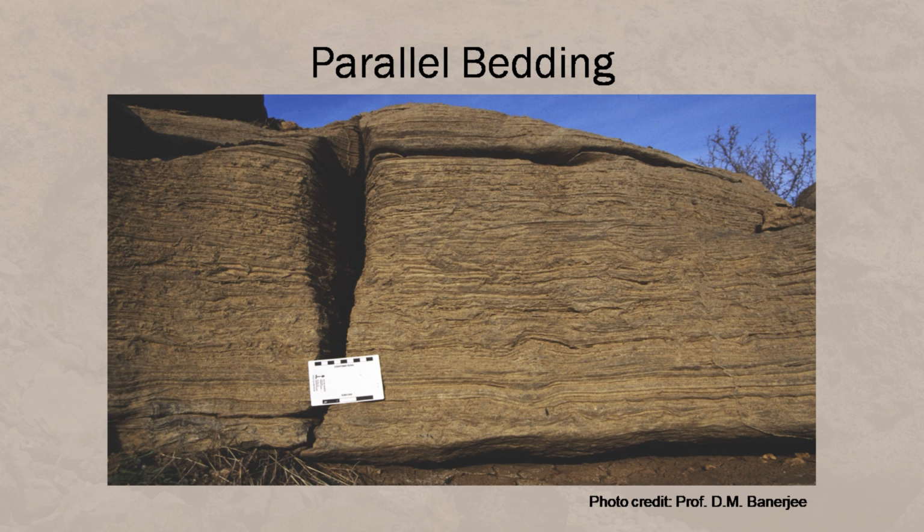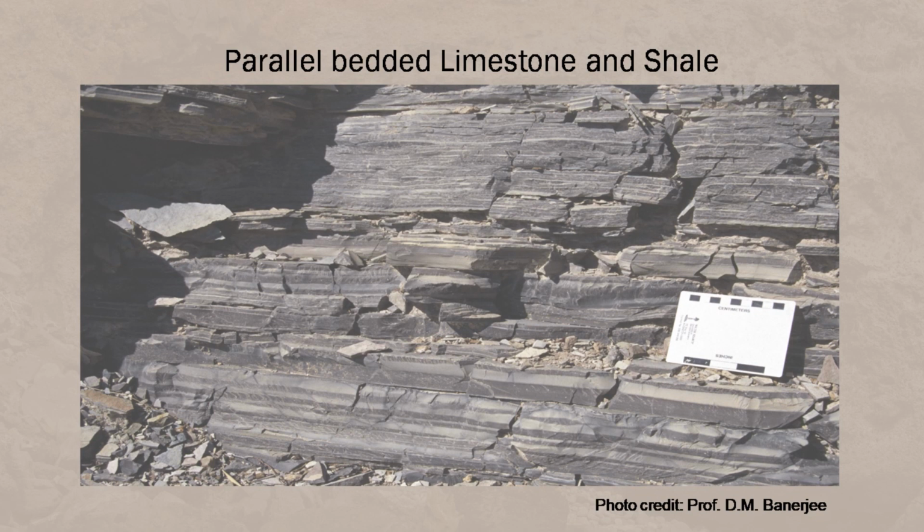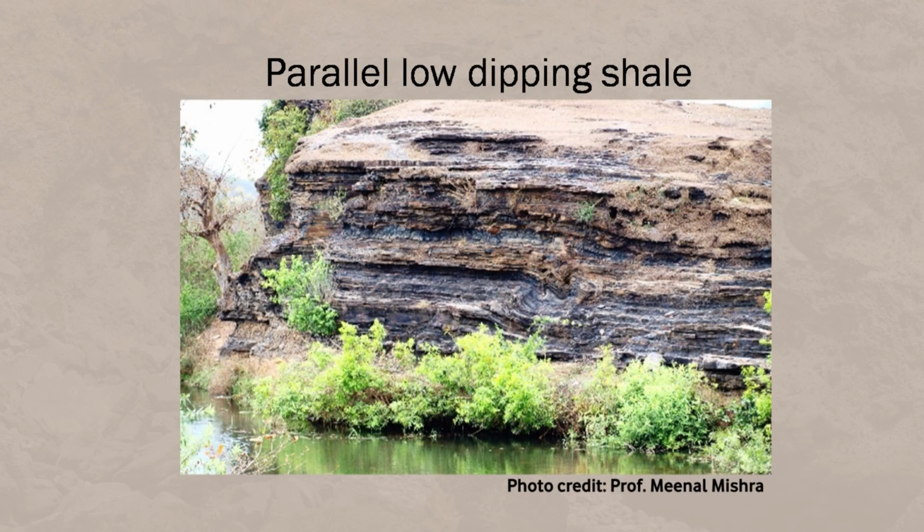These are sandstone-shale intercalations. Another parallel bedded limestone and shale unit. You can see that they are all parallel bedded, and they sometimes extend for miles together, and they are extensive in the rock. And these are consolidated, hardened limestone-shale intercalations. Another parallel, low dipping shale you can see at the bottom. The whole area is just parallel beds, and they are very low dipping, about 1 or 2 degrees. And this is found in the Vindhyan rocks of India.